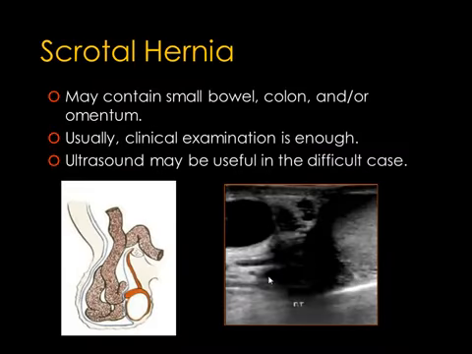Scrotal hernia. It might contain small bowel, colon, or omentum. Usually clinical examination is enough, but ultrasound may be useful in difficult cases. On ultrasound, the hernia contains bowel or omentum, giving rise to peristalsis of fluid-filled lobes of bowel, air within the bowel, or high reflective omental fat. We can see in this clip peristalsis of intestine inside the scrotum.